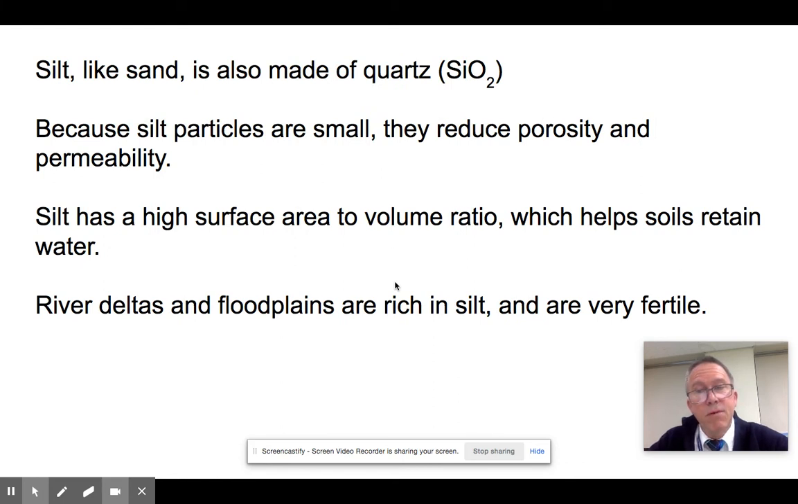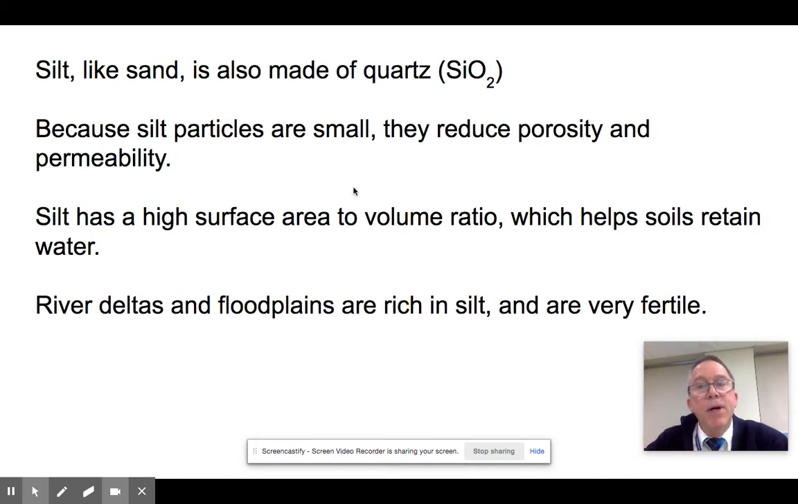Now, silt, what's that? Well, silt is the same thing as sand. It's just a smaller size. But because it's smaller, it has more surface area and it's able to hold more water. If I have equal volume containers, one filled with sand and one filled with silt, there's a lot more surface area in the one filled with silt than there is with sand. So therefore, I can hold a lot more moisture on the surface of the silt.